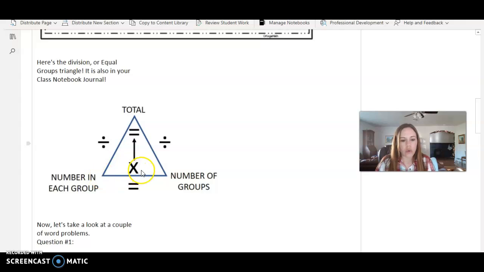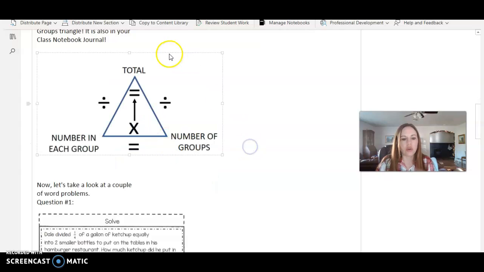When you know your total, you know you're going to divide because in division, we divide up our total. So there's two things you can do. You can either take your total and divide it up by the number of groups. And when you do that, your answer is going to be the number in each group.